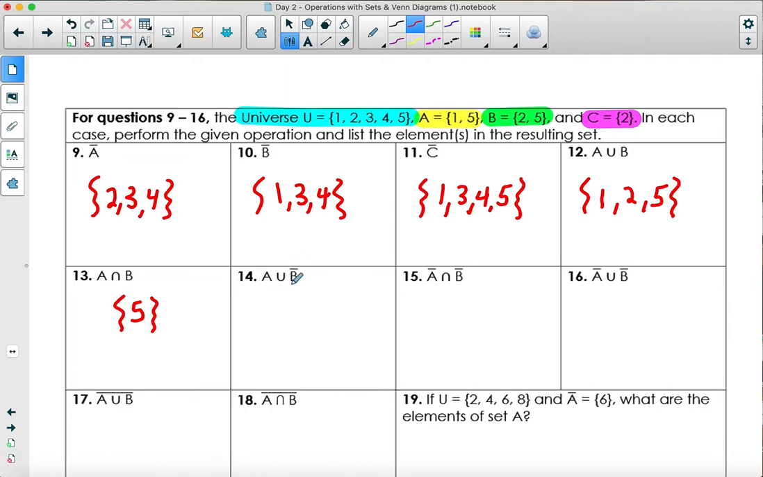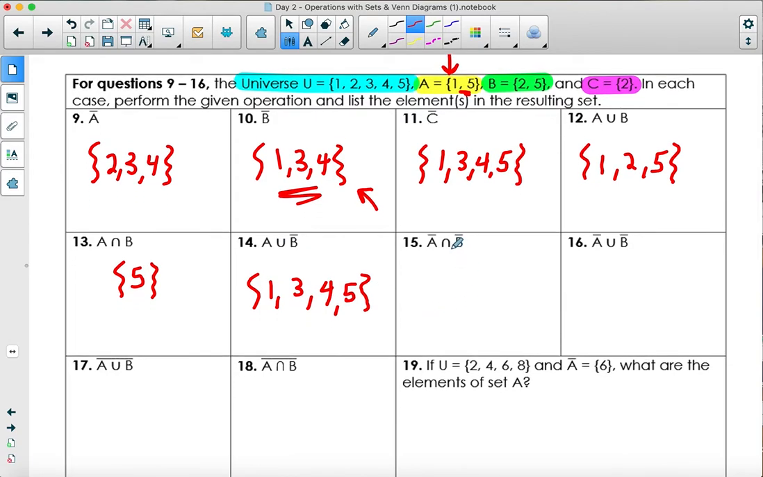Now, when you get to these, you can only look at 2 sets at a time. So I'm looking at set A, which is here, and I'm going to look at the complement of B, which is here. And I'm looking for the union of this set and this set. So that means I'm going to pull together the 1, the 3, the 4, and the 5. So sometimes you have to create one of the sets that they're using in a union or intersection situation.